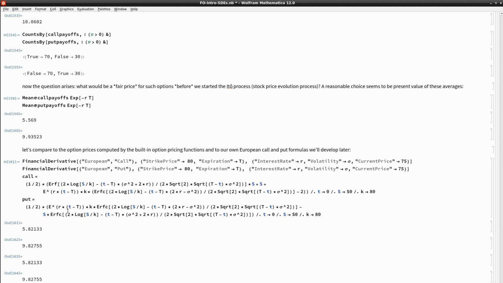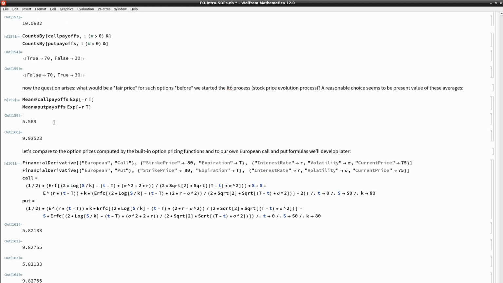It looks perhaps okay at first sight, but there are still differences, right? From 5.56 to 5.82 is something like, what is it, 25 cents or so, and from 9.93 to 9.82 is what, like 11 cents or so.